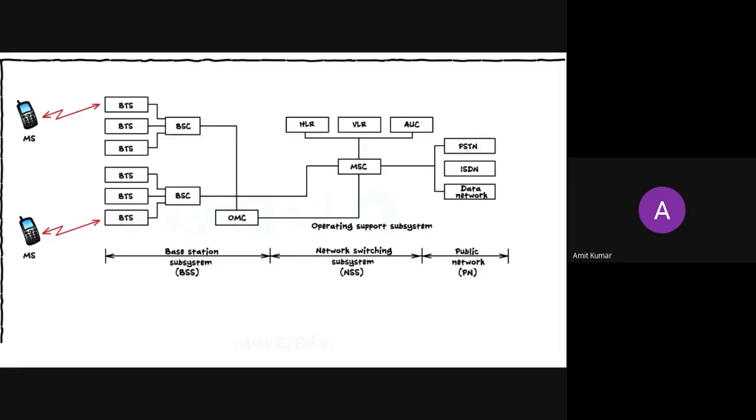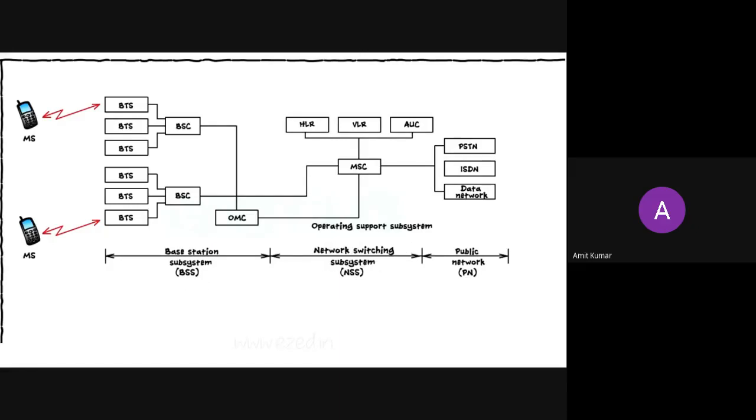Practically, every MS gets connected to the BTS of that area. This BTS sends the signal to BSC. Many BTS are connected to one BSC, and at the end of this, BSC is connected to MSC. Hence, the BSS system consists of BTS and BSC.